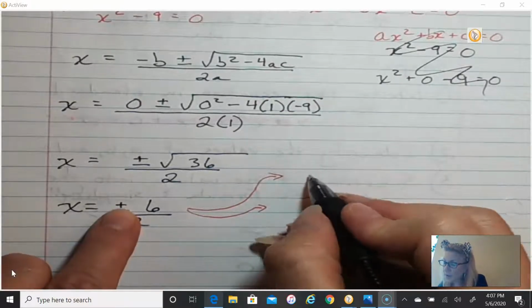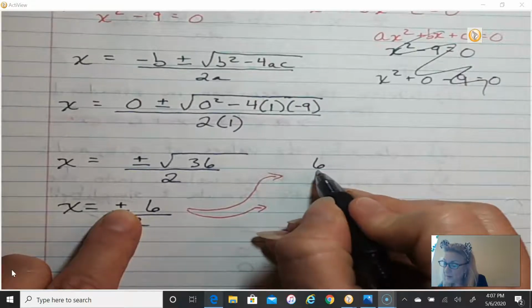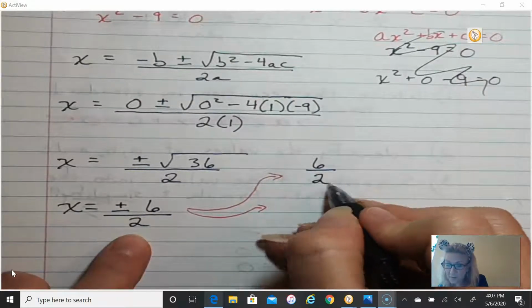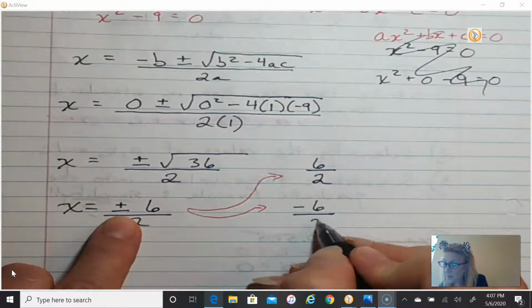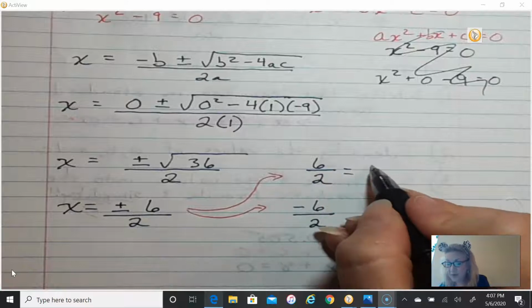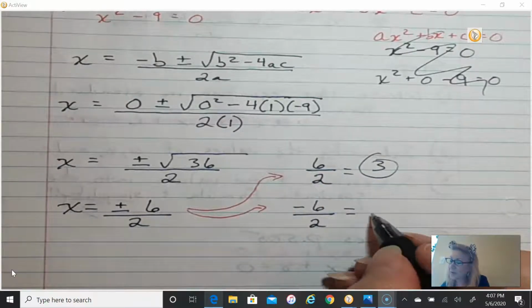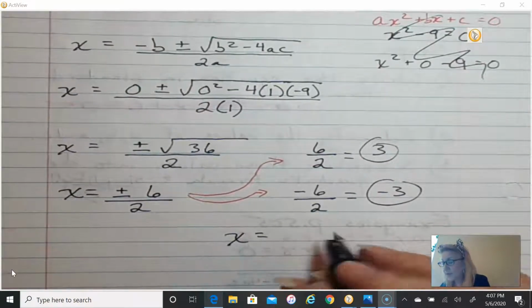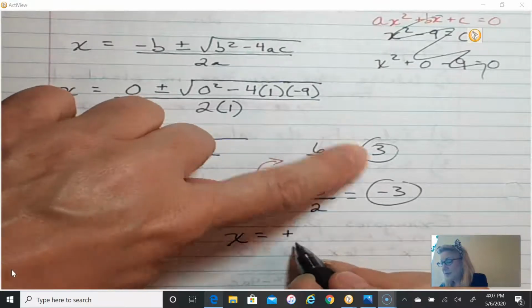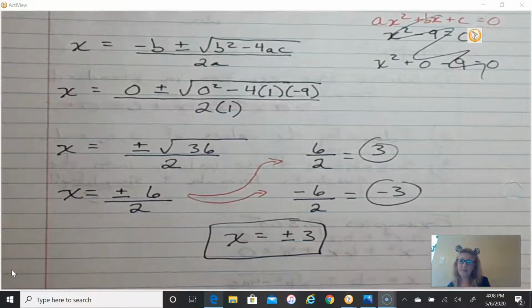So up here, I'm going to have a positive 6 divided by 2. And then right here, I'm going to have a negative 6 divided by 2. 6 divided by 2 is 3. There's one of them. Negative 6 divided by positive 2 is negative 3. So your answer is x equals positive and negative 3. Okay?